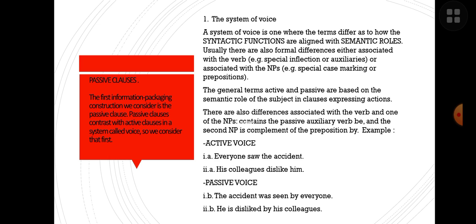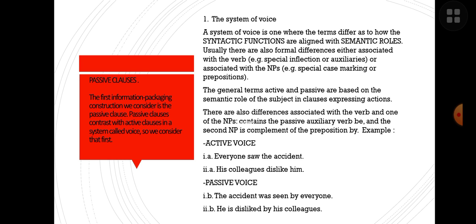A system of voice is one where the terms differ as to how the syntactic functions are aligned with semantic roles. Usually, there are also formal differences associated with the verb, for example special inflection or auxiliaries, or associated with the NPs, special case marking or prepositions. The general terms active and passive are based on the semantic role of the subject in a clause expressing action.